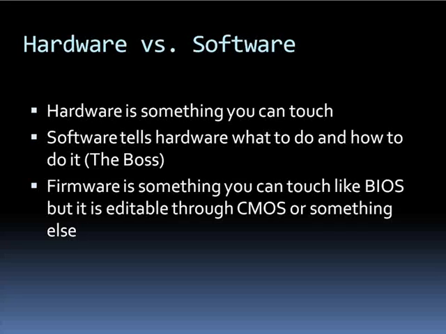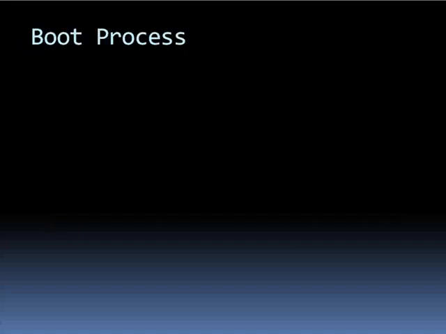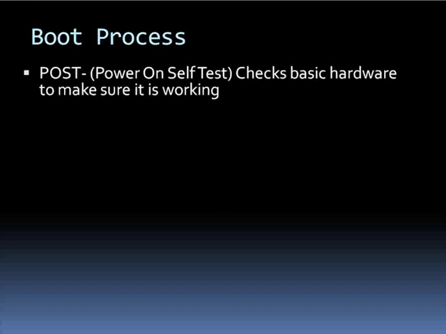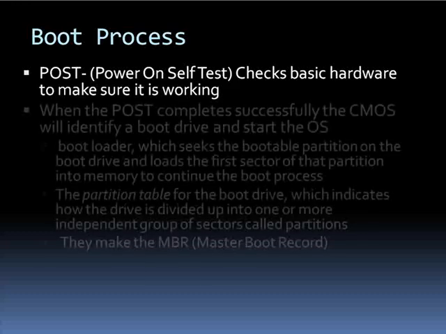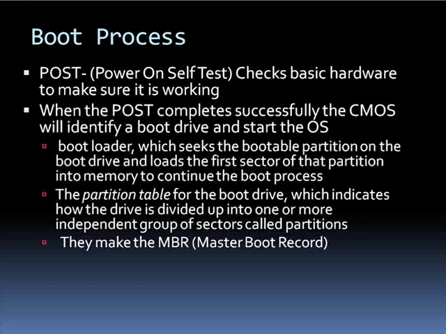Firmware is something that you can touch, like BIOS chips, but it's editable through CMOS or some other way, or a firmware update. The boot process: when you first turn on your computer, you have the power on self-test. It powers on and checks all the hardware to make sure it is working at a basic level. When the POST completes successfully, the CMOS will identify the boot drive and start the operating system. The OS stands for operating system, like Windows, Linux, Mac OS.